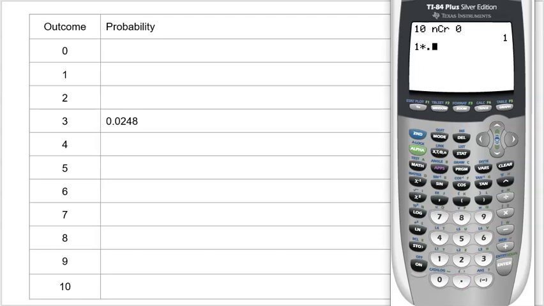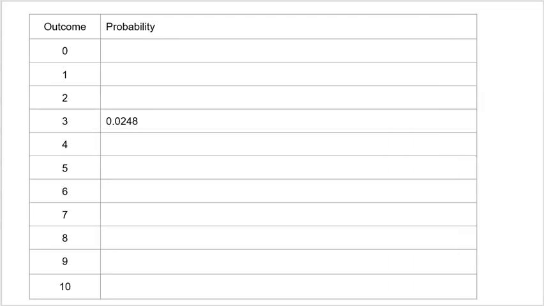We're going to multiply it by 0.07 to the 0, no successes, times 0.93 raised to the 10th, all 10 failures. And voila, we get the answer, 0.4840. Now, how did I get that answer?